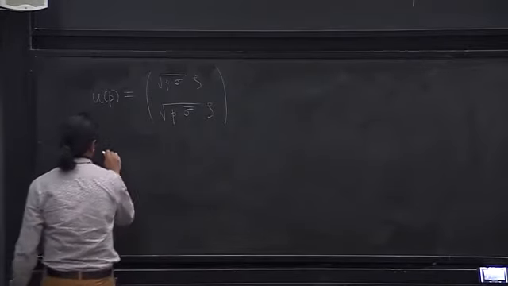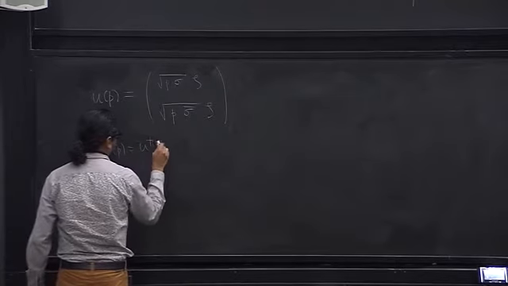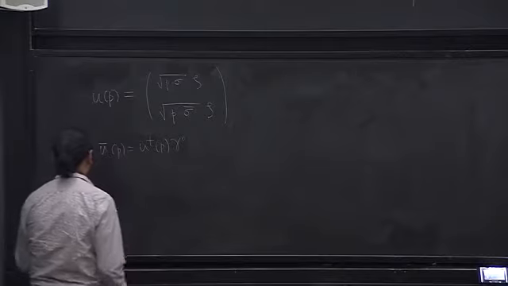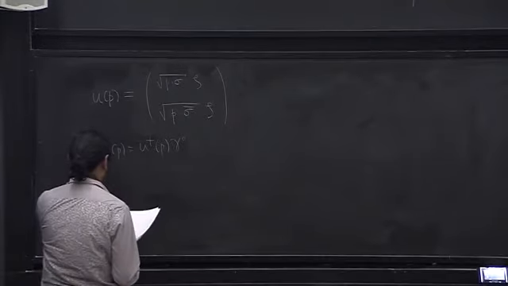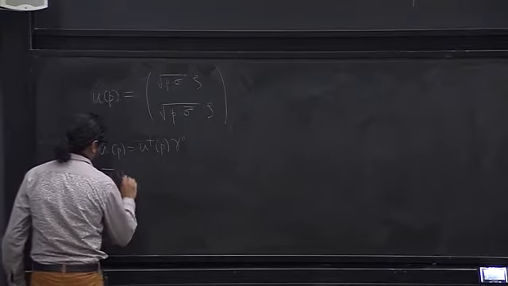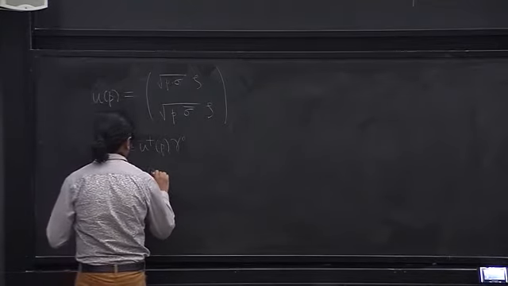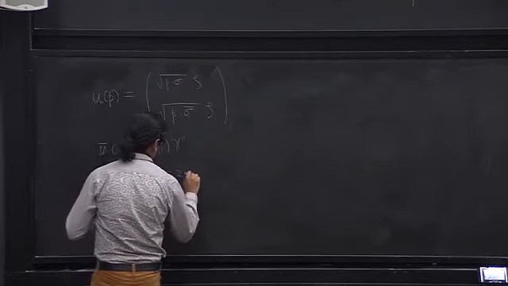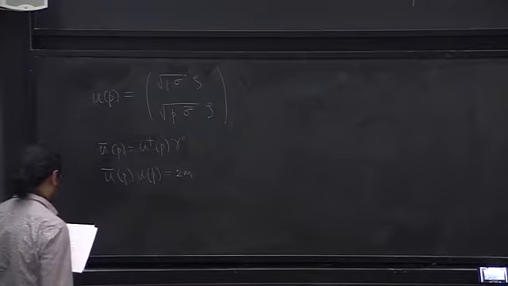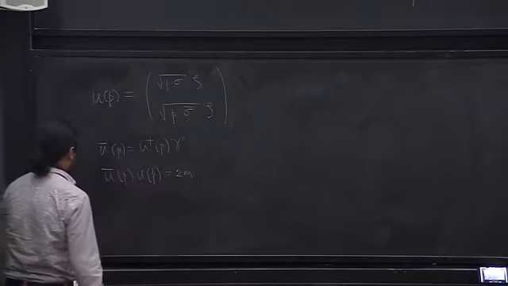Then the conjugate spinor is defined in this way, analogous to psi bar. Then it is easy to show that the inner product between a conjugate spinor and a spinor is indeed Lorentz invariant. It's just the mass parameter. So this is a Lorentz invariant normalization.